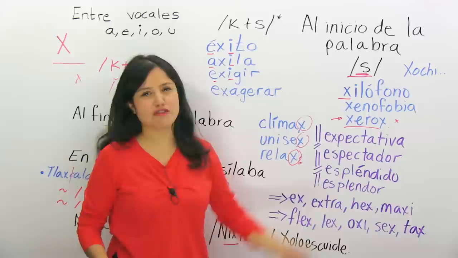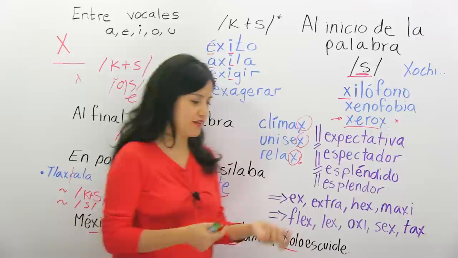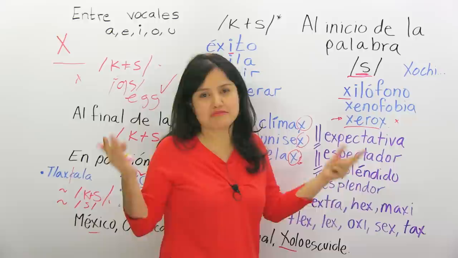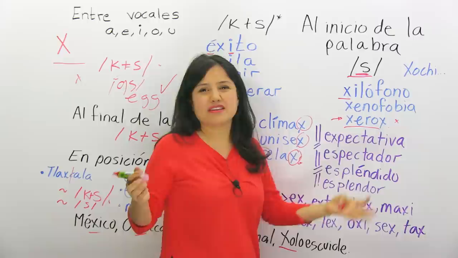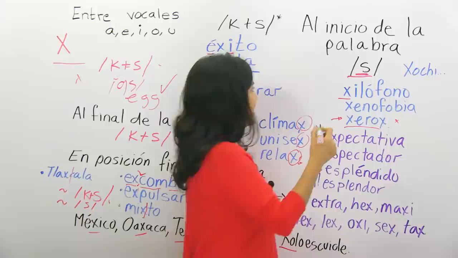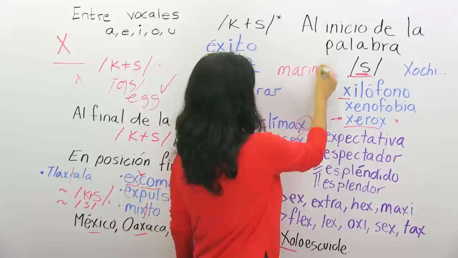Xilófono, xenofobia. Now you go to the Spanish dictionary, si vas al diccionario en español, and you're going to see, how many words start with X? It's rare. We have so few words that start with X. It's uncommon. And it comes from Greek or Latin. But, for example, xilófono, do you know what a xilófono is? It's a percussion instrument. Ting, ting, ting. In Yucatán, if you go to Yucatán in Mexico, there is an instrument called marimba. And I love marimba.